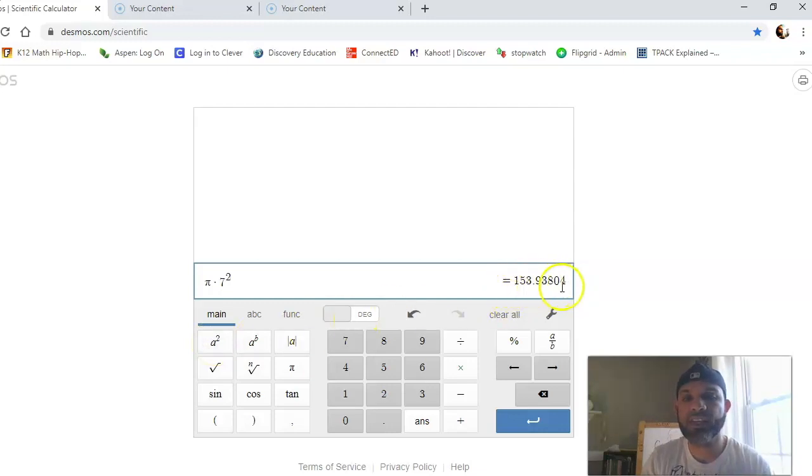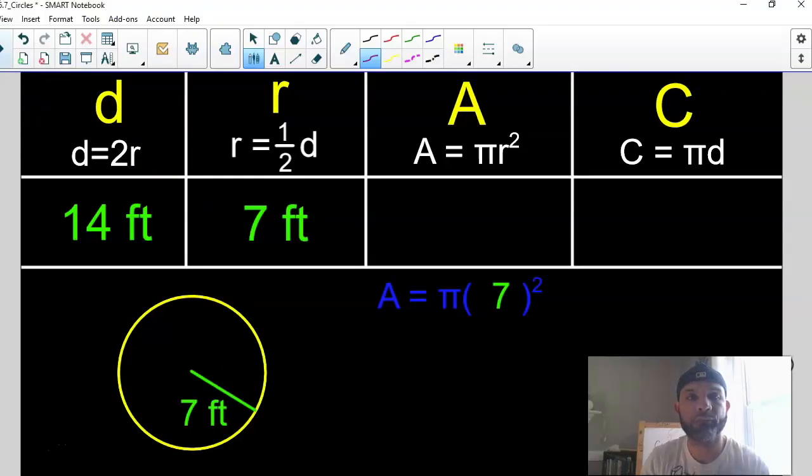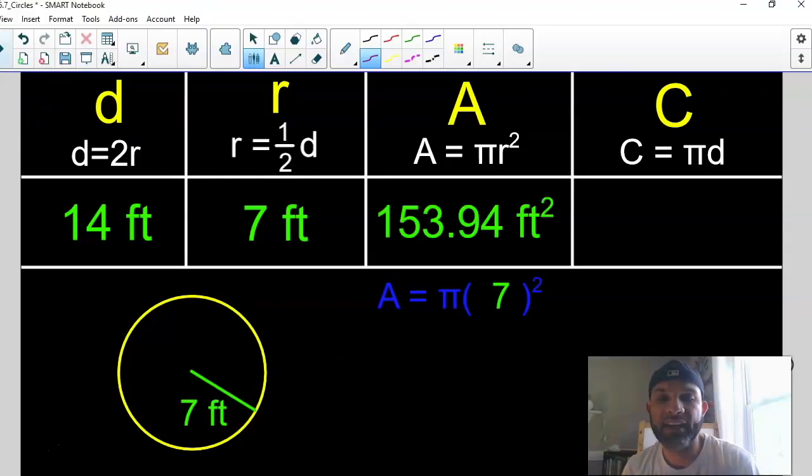And now we see that our area is, we're going to round it to the nearest hundredths, by the way, 153.938. Because of that 8, we're going to round up, right? So it's going to be 153.94, okay? So that is our area.